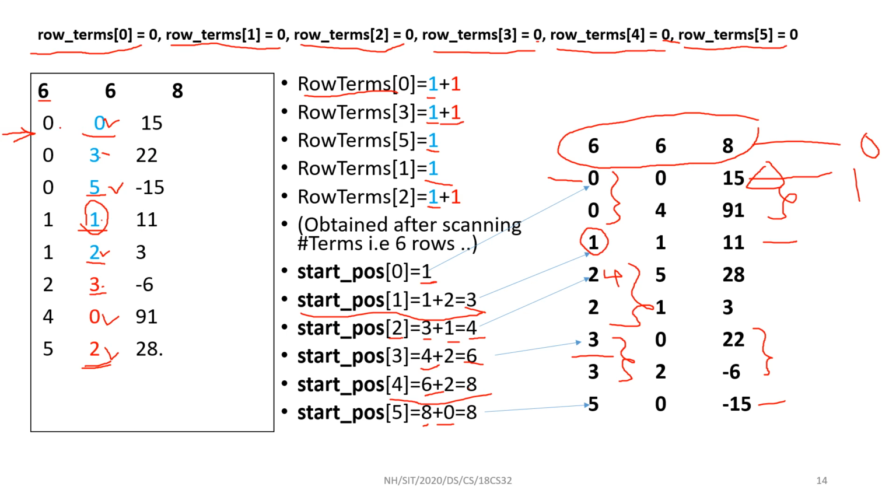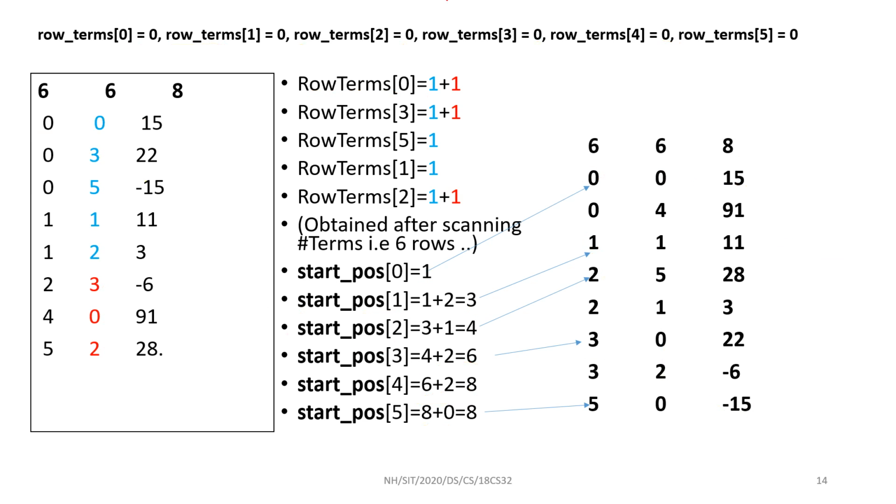The first one is 0, 0, 15. Where to place it? As it is the first one, that will come in the first index only. By interchanging that row and column, 0, 0, 15. Okay. So the first value is 0, 0, 15. Where to keep that one? In the first row. Interchange row and column. Place the value. Then you have to increase this value. Starting position of 0 you have to increase. Now it is 1. You have to change that value to 2. Be ready to put the next column 0.